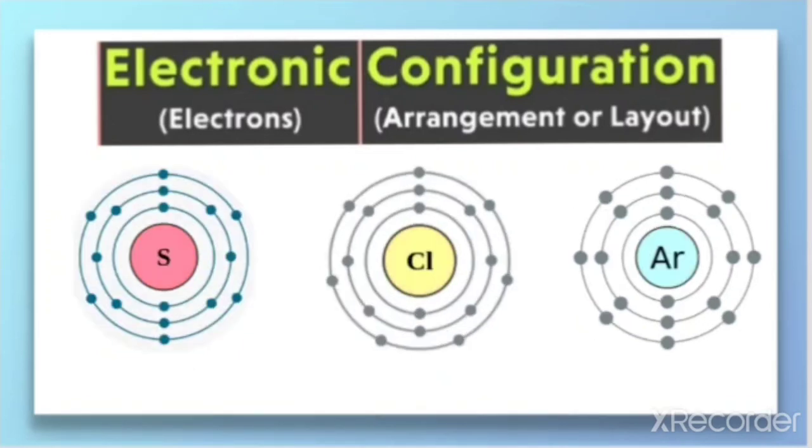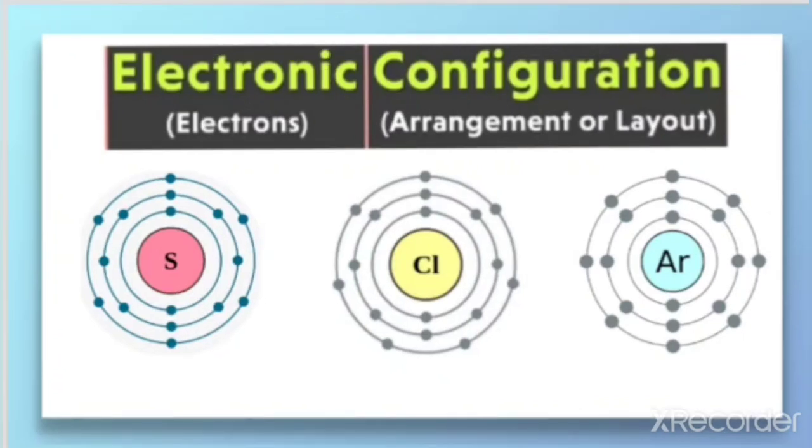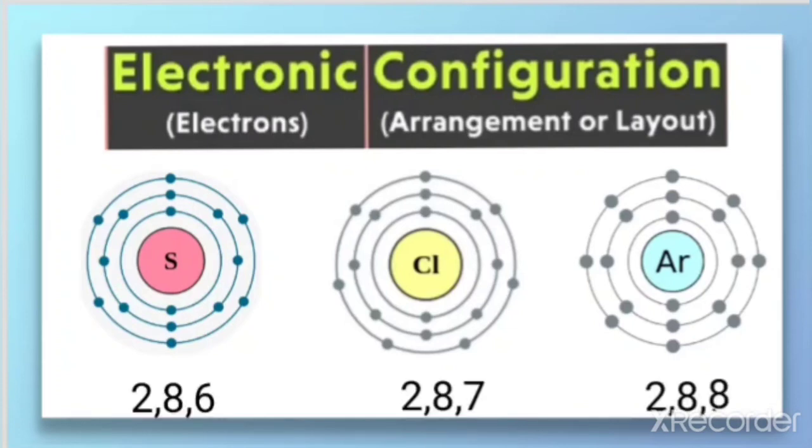So tell me, what will be the electronic configuration for sulfur, chlorine and argon? The electronic configurations for these are 2, 8, 6 for sulfur, 2, 8, 7 for chlorine, and 2, 8, 8 for argon. When you make the sum of these, 2 plus 8 plus 8, that is equal to 18. So there are a total of 18 electrons in argon.